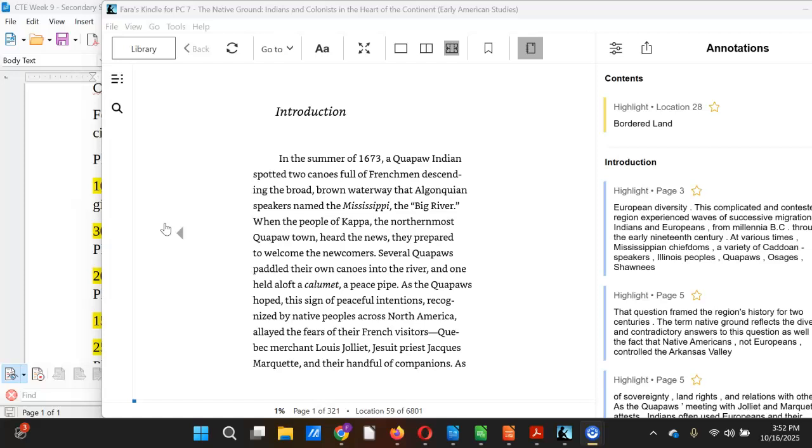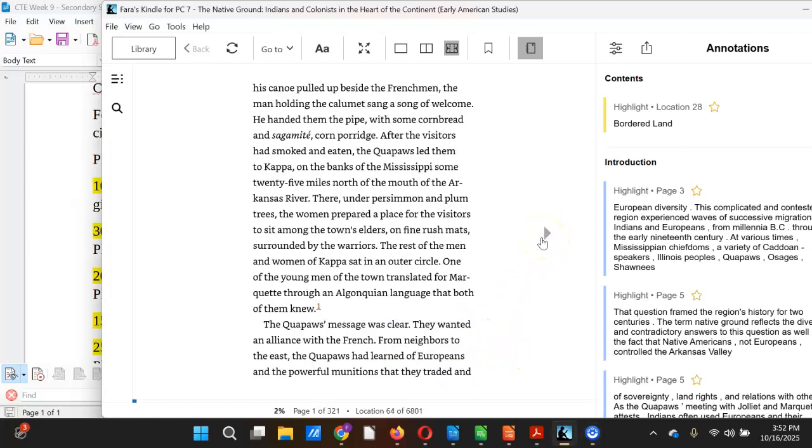Duval is an expert. Her field is indigenous history, particularly with the Quapaw and the people of this time period and in this place. And as you can see, when she starts off here, you get to the definition of Algonquin, from Algonquin of the Mississippi River itself, which to the people speaking that language means the big river. She discusses here the Quebec merchant Louis Joliet, the Jesuit priest Jacques Marquette, and their handful of companions who are dealing with the Quapaw. And she's getting a lot of this information from, and I'm going to give you this little footnote.